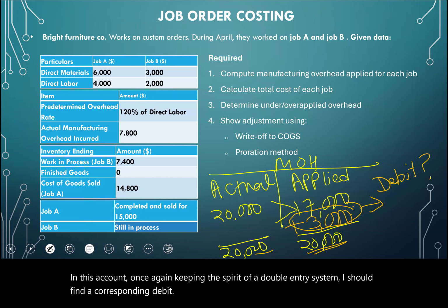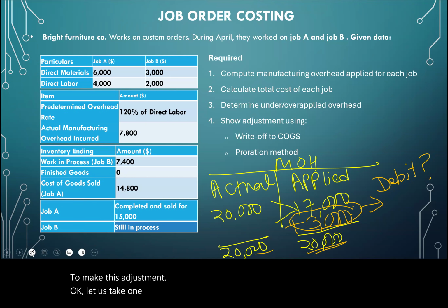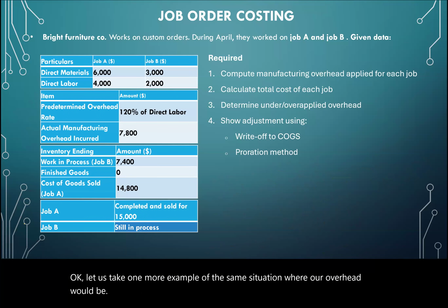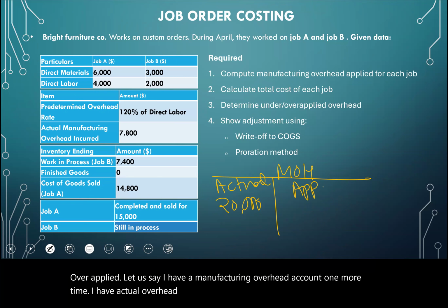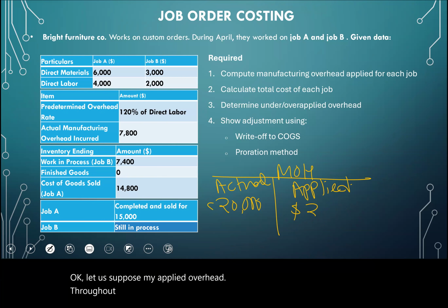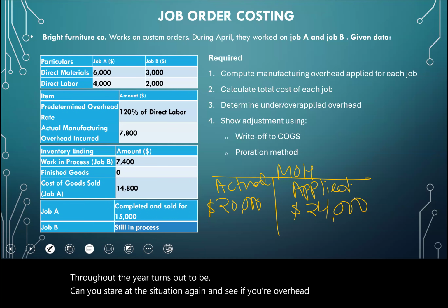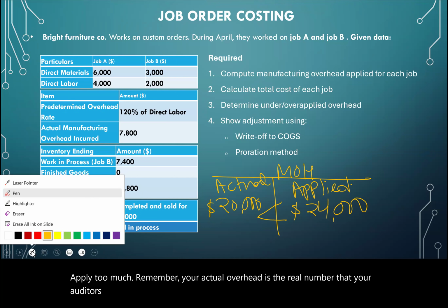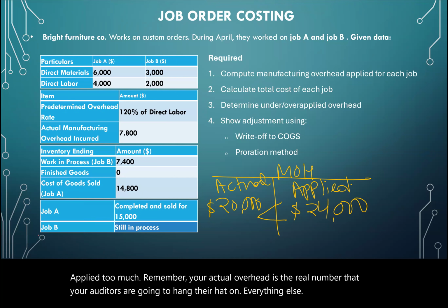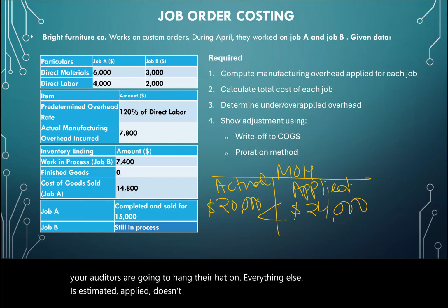Okay, let us take one more example of the same situation where our overhead would be overapplied. Let us say I have a manufacturing overhead account one more time. I have actual overhead here, which is 20,000. Okay, let us suppose my applied overhead throughout the year turns out to be $24,000. Can you stare at the situation again and see if your overhead is underapplied or overapplied? Do you see that it is overapplied this time? Because I have applied too much. Remember, your actual overhead is the real number that your auditors are going to hang their hat on. Everything else is estimated, applied, doesn't matter. Okay. So now you have a situation of overapplied.